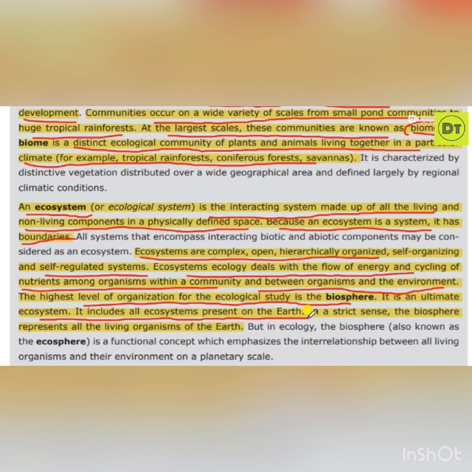So when we consider all the different types of ecosystems present together on the earth, we call that unit the biosphere. In a strict sense, the biosphere represents all the living organisms of the earth.